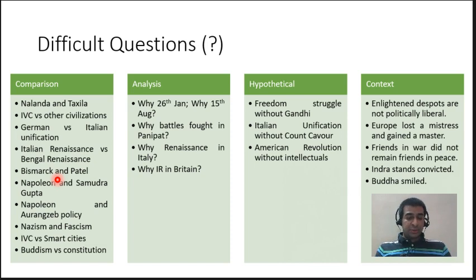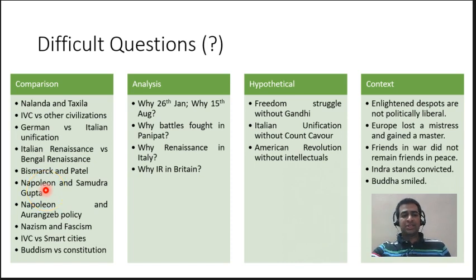Now, this role played by Patel has been acknowledged by many authors and historians. But again, compare and contrast: writing 200 words on how Patel and Bismarck are the same or different. Again, a challenging task. Or Samudragupta is often called the Napoleon of India.